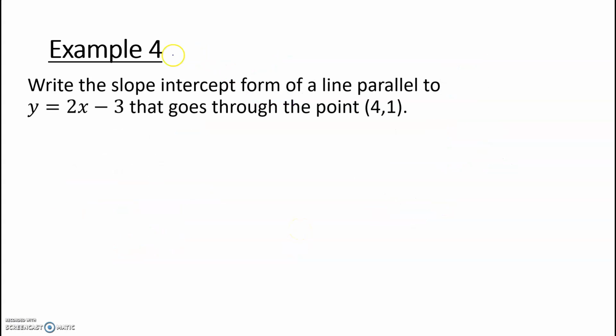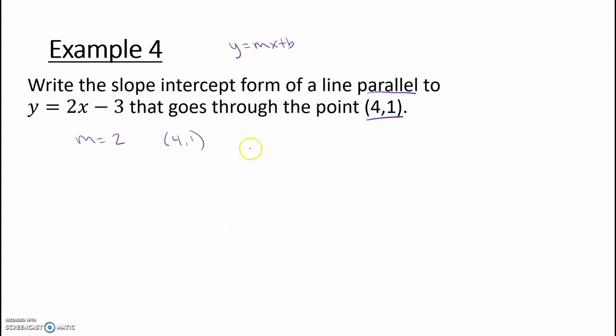All right, example 4. So this says write the slope-intercept form, the y equals mx plus b, of a line parallel to this one. So when you hear parallel, you automatically think same slope. So here my slope is 2. We're going to use a slope of 2 in our parallel line. And we want it to go through the point 4, 1. So we're going to go ahead and plug this in.